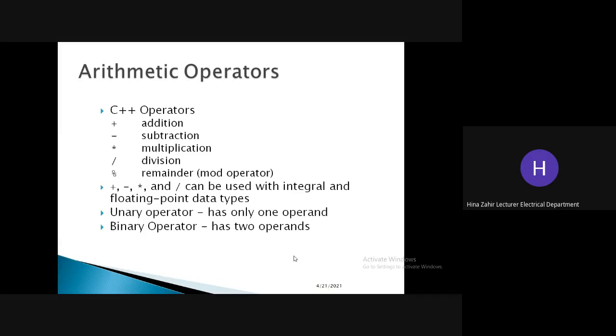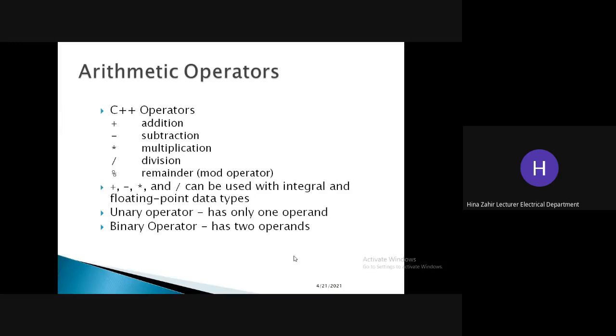Another thing is that you cannot use the modulus operator with floating points. Any data type that has a floating value cannot be used with the modulus operator. So the modulus operator only works with integer data types. Remember this. You can use division with a floating point, but you cannot use modulus with a floating point.